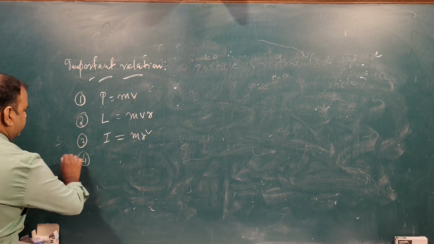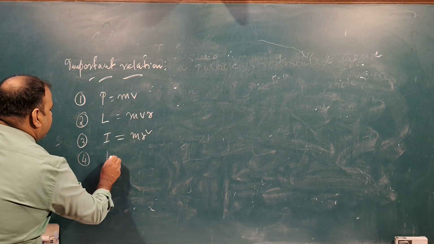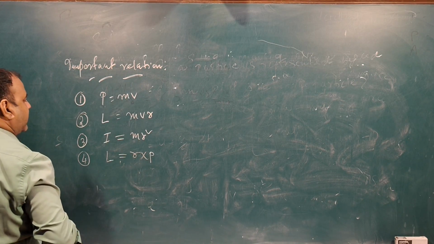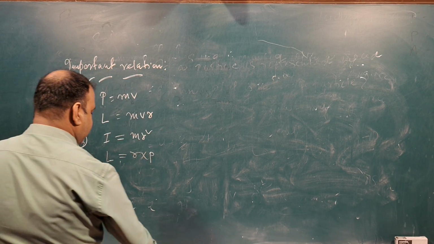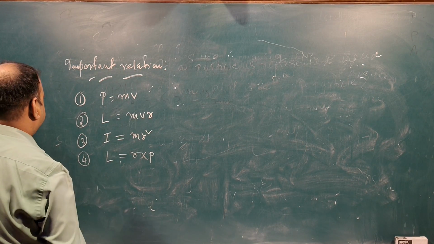Number four, here you can see L is equal to r cross p. This is also a formula. L is equal to r cross p.